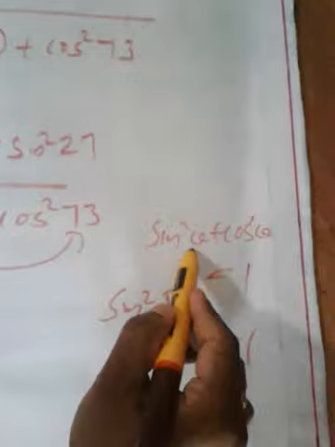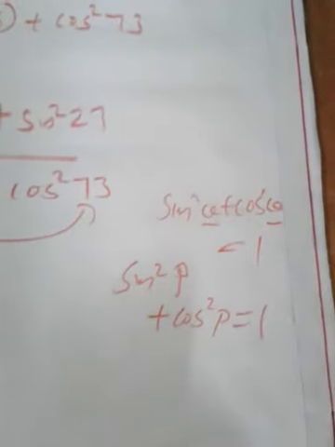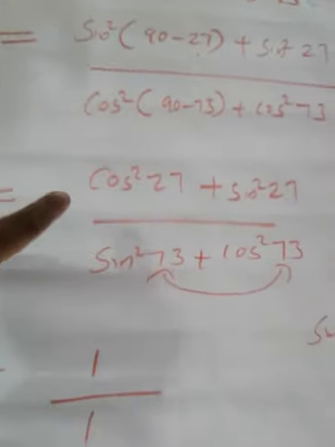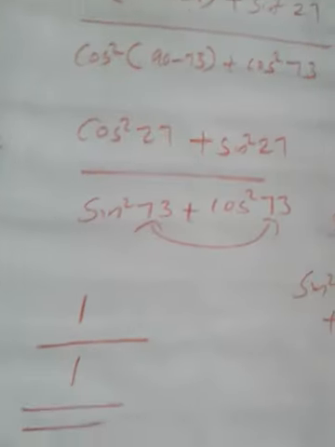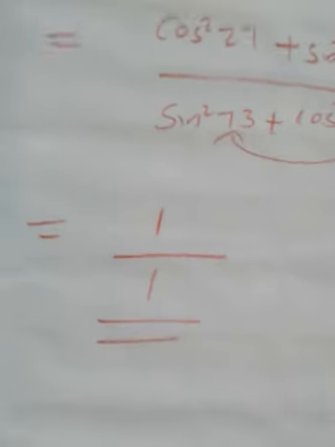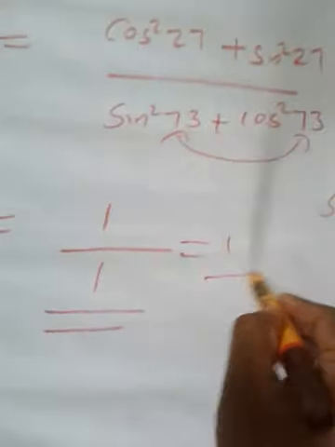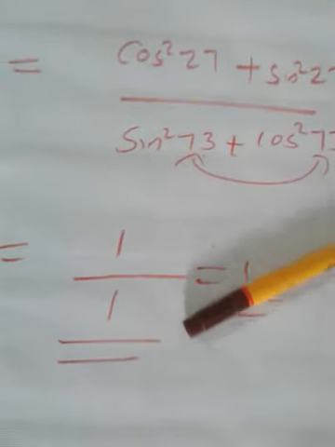What you have to make sure is whether the angles are equal or not. Here the angles are equal and it is in the form cos square theta plus sine square theta, which will be 1. So 1 by 1, the answer will be 1. This is the way to solve this type of question.